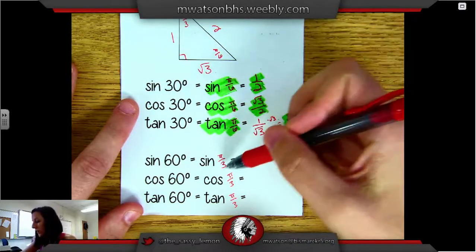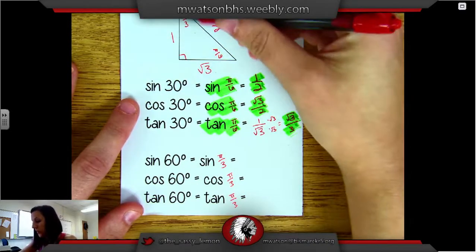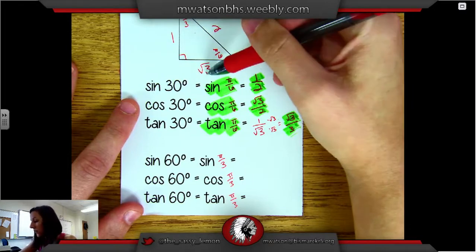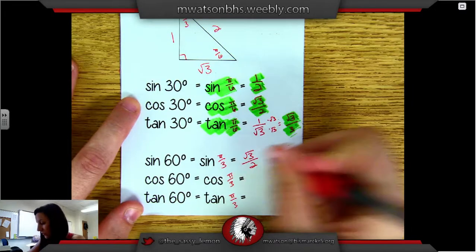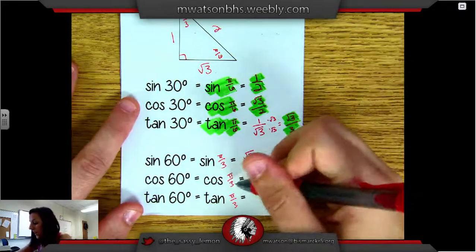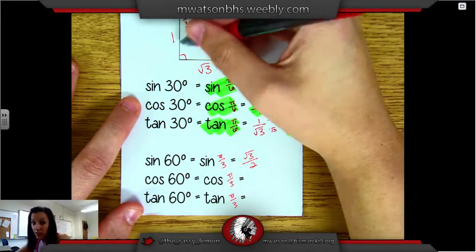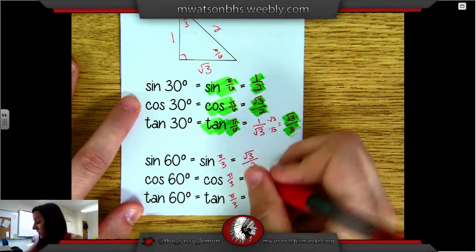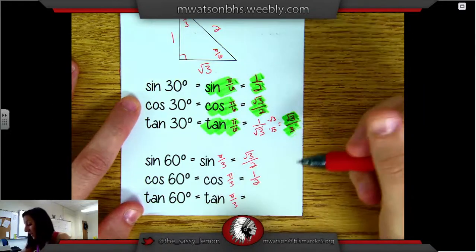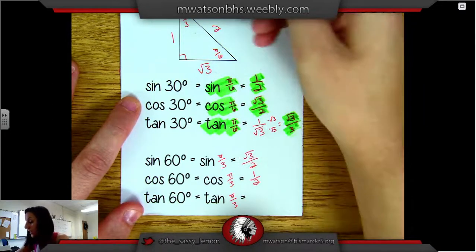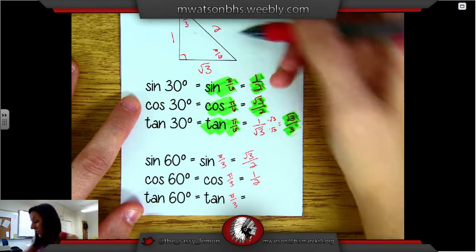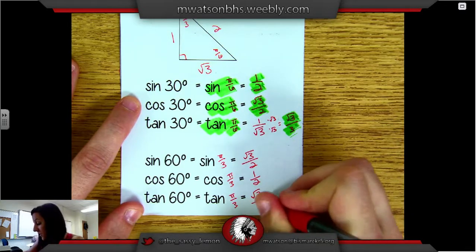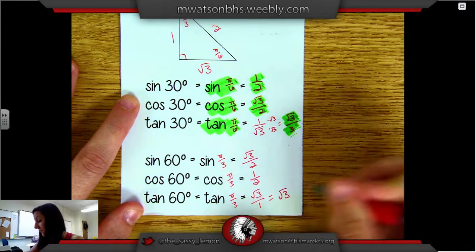So sine of pi over 3. Well, here's pi over 3, so we need to do opposite over hypotenuse. So that's square root of 3 over 2. Cosine of pi over 3 is adjacent over hypotenuse, so that's 1 over 2. And lastly, tangent of pi over 3 is opposite over adjacent, so square root of 3 over 1, which is the square root of 3.